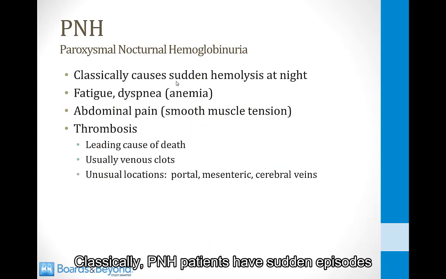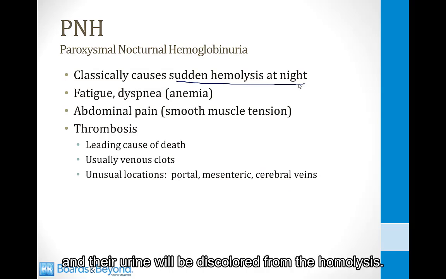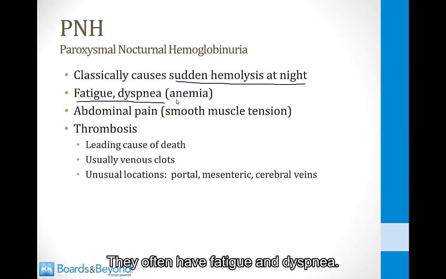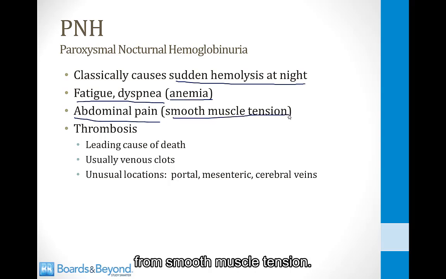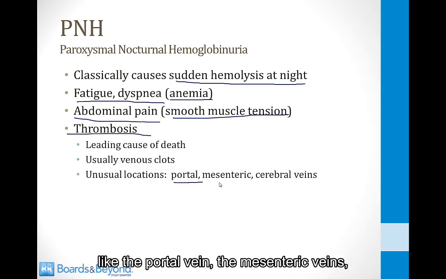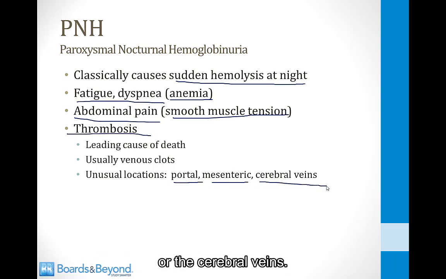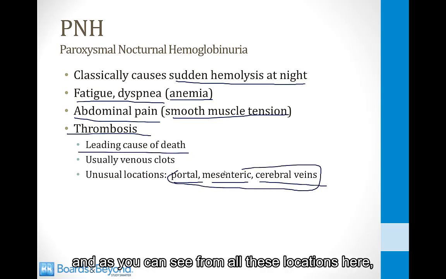Classically, PNH patients have sudden episodes of hemolysis at night, so they'll awake with abdominal pain and the urine will be discolored from the hemolysis. They often have fatigue and dyspnea. This is a result of the anemia, and they often have abdominal pain from smooth muscle tension. In addition, they get thrombosis in very unusual locations like the portal vein, the mesenteric veins, or the cerebral veins. Thrombosis is the leading cause of death, and as you can see from all these locations here, it's usually venous clots that occur.